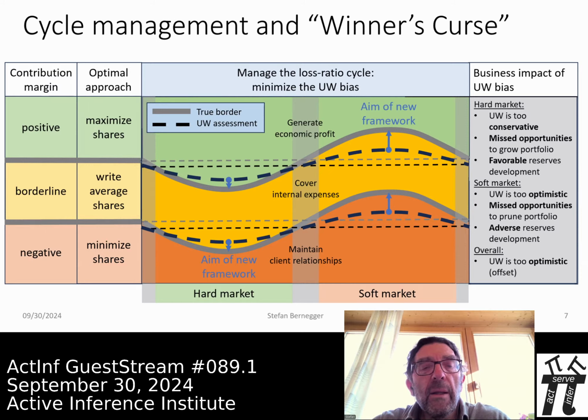And by improving the underwriting, avoiding the bias, and reducing the uncertainty, you can get this dashed line here closer to the true border, and here as well. So that's the aim of the whole thing. This is where I'm making a claim that there is quite some potential for improvement for a reinsurance company.